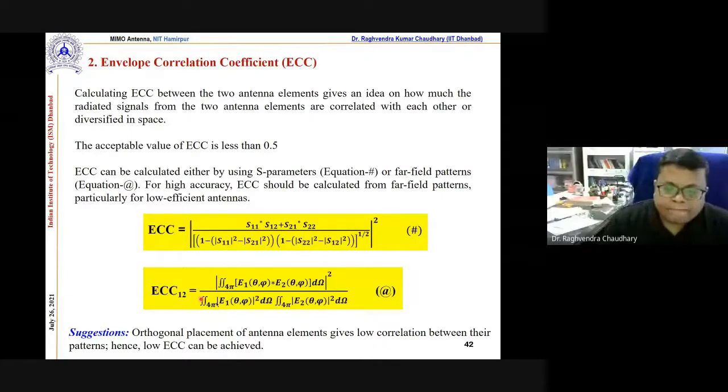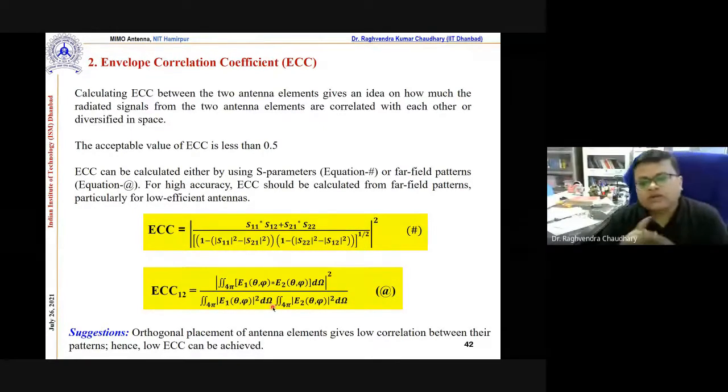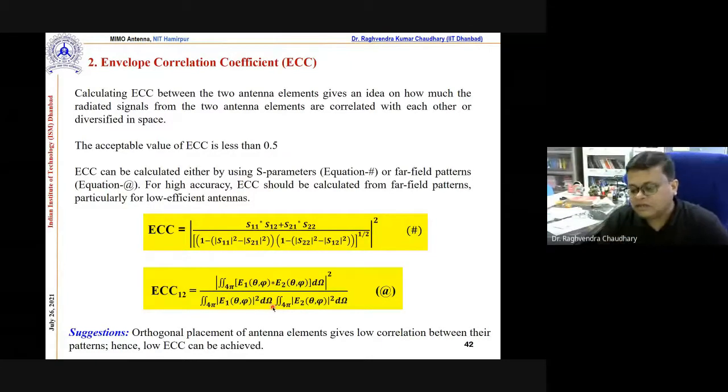If you have orthogonal antennas, you have low correlation between the patterns. Let's say one antenna is radiating on the horizontal side and the other on the vertical side, so you have very low correlation. But if both antennas radiate in the same direction, it will create a problem, so we need to find ways to handle this.